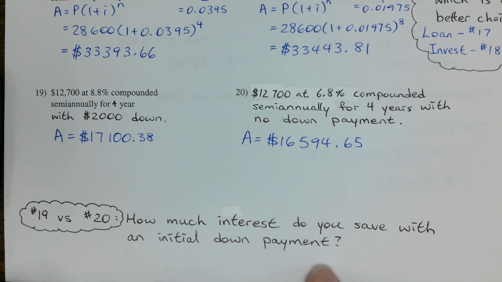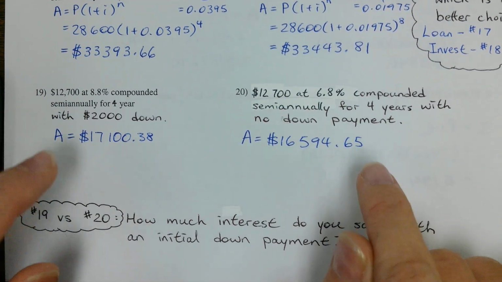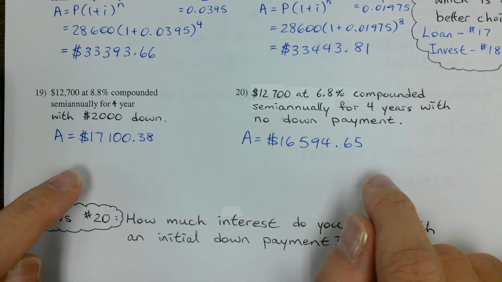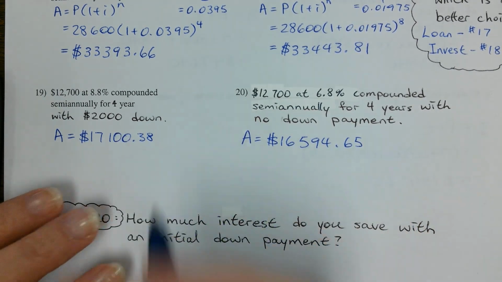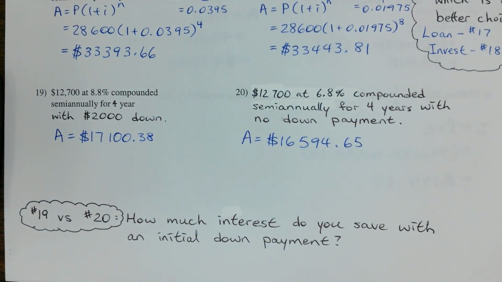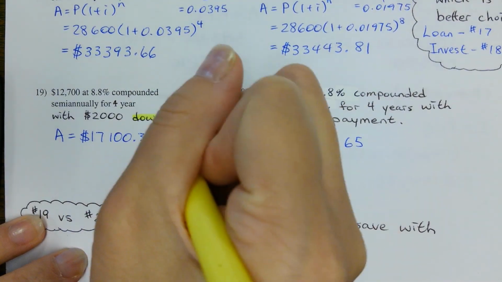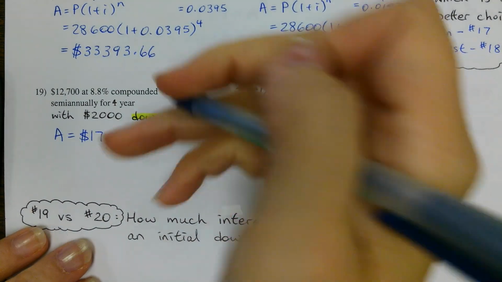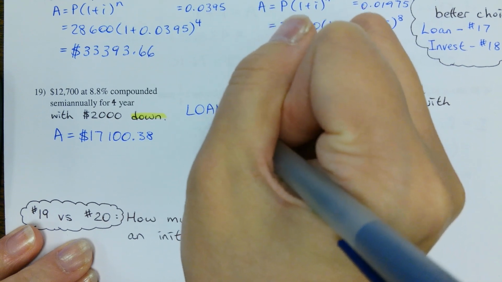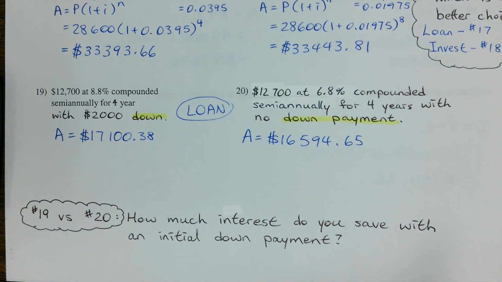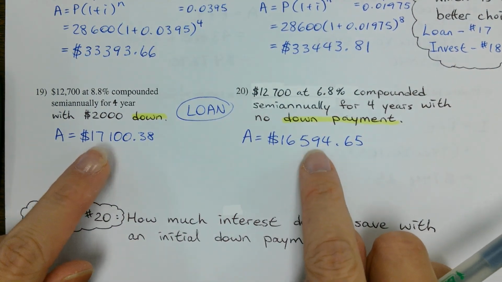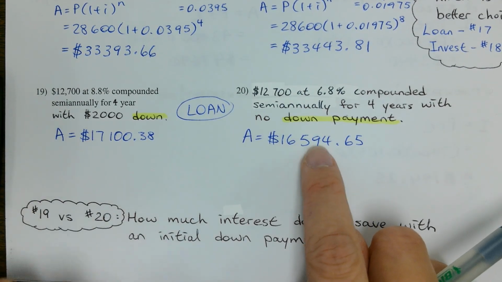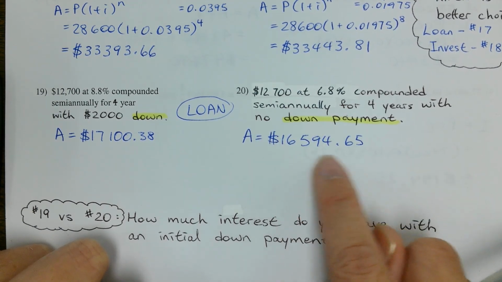Okay, so looking at this, for this question, how do I know if this is a loan or investment? Loan, for the down payment. Good. You were paying attention. So because there's this down payment right here, I know this is a loan. So you're borrowing money. So if you're borrowing money, which one is the better deal? Number 20, because at the end, you end up paying less.